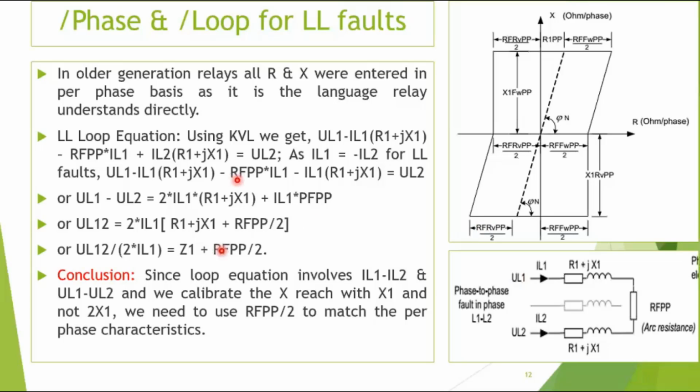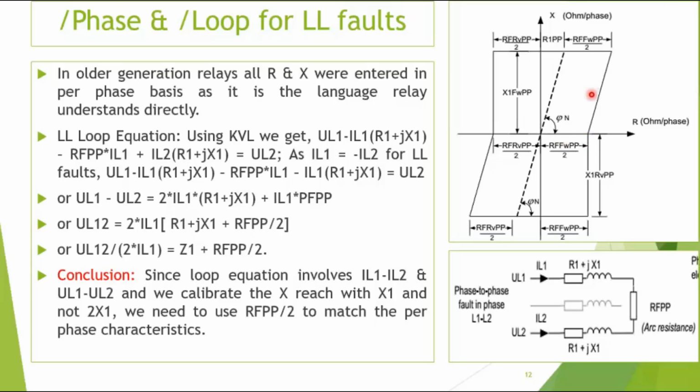Okay, so the mathematics of this is given over here. I hope I was able to explain, because 2 times the line impedance is coming into the picture. The phase-to-phase loop impedance gets divided by 2 when the relay reads it ultimately in a reach diagram.